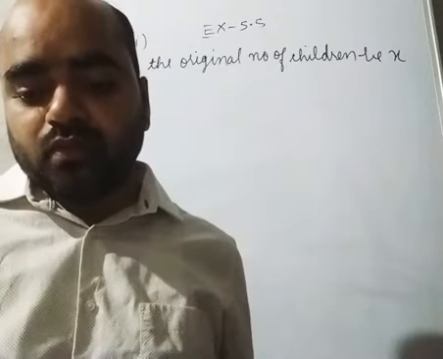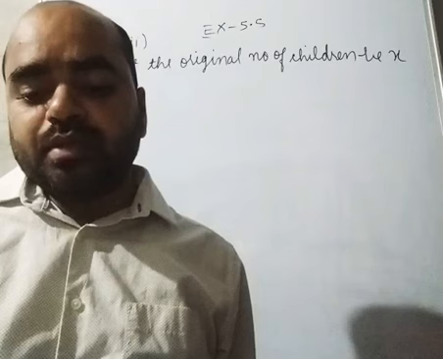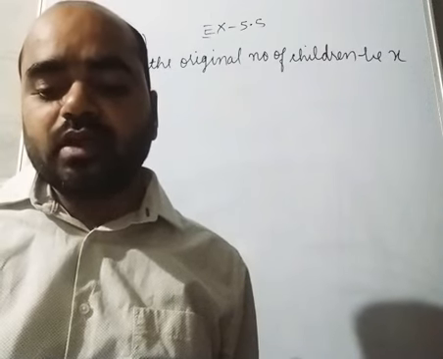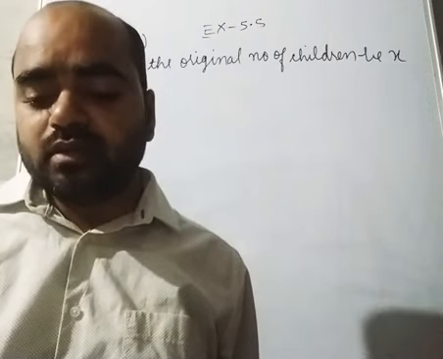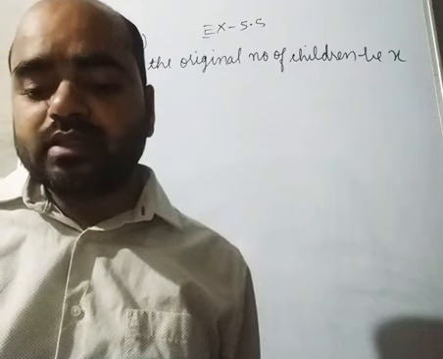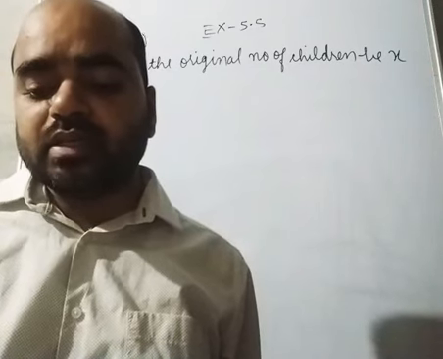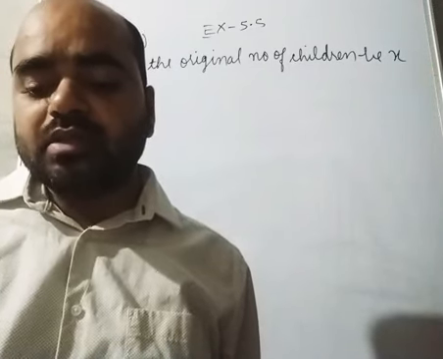Now question 34, second part. Rupees 7500 were divided equally among a certain number of children. Had there been 20 less children, each would have received rupees 100 more. Find the original number of children.